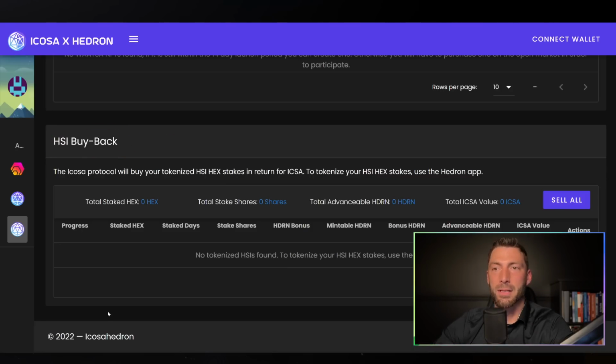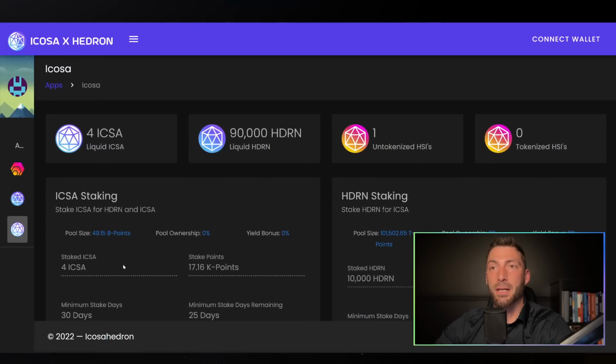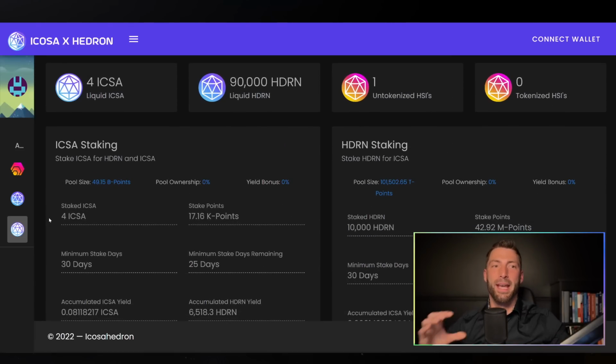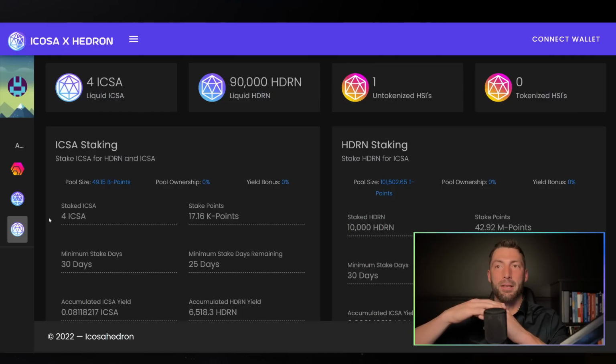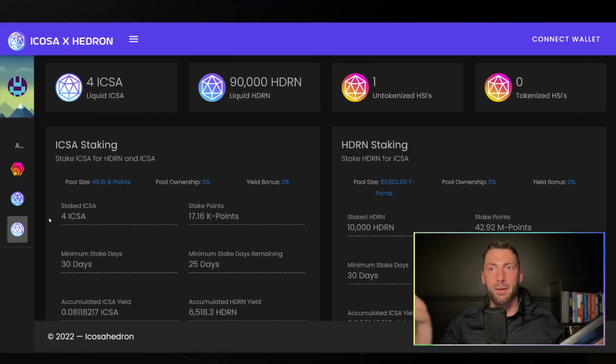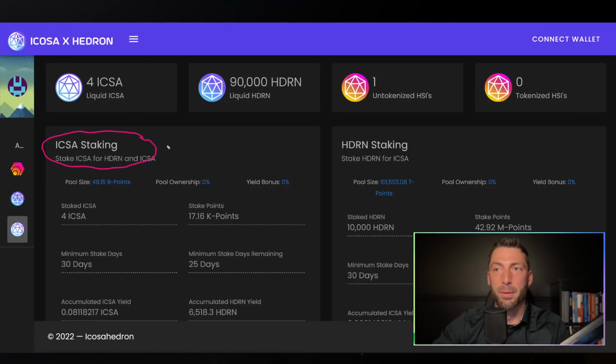What happens if the price of Icosa is low relative to hex? Well, it possibly doesn't make sense to sell your Icosa for hex when you're not going to get as much hex for it, right? So then what would you do? Well, one of the things you're incentivized to do is to come to the Icosa staking pool and stake it, because at least you get yield in Icosa and Hedron.